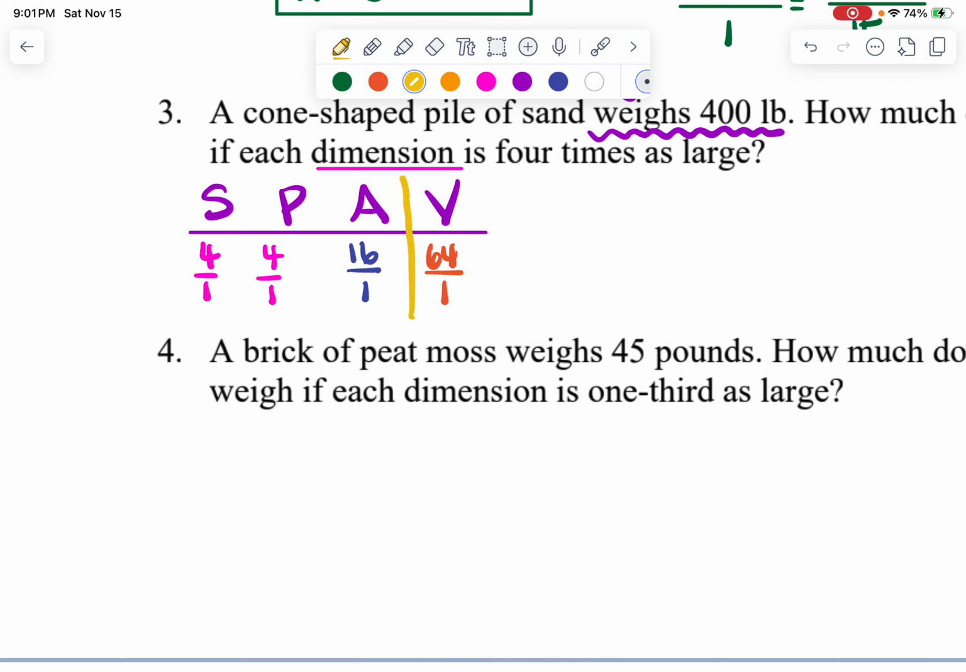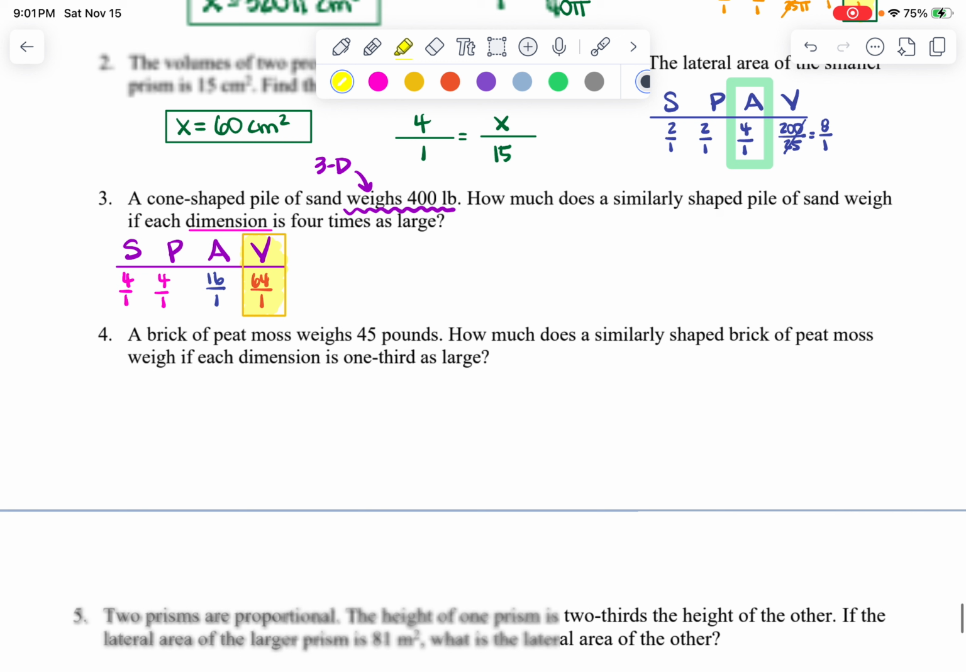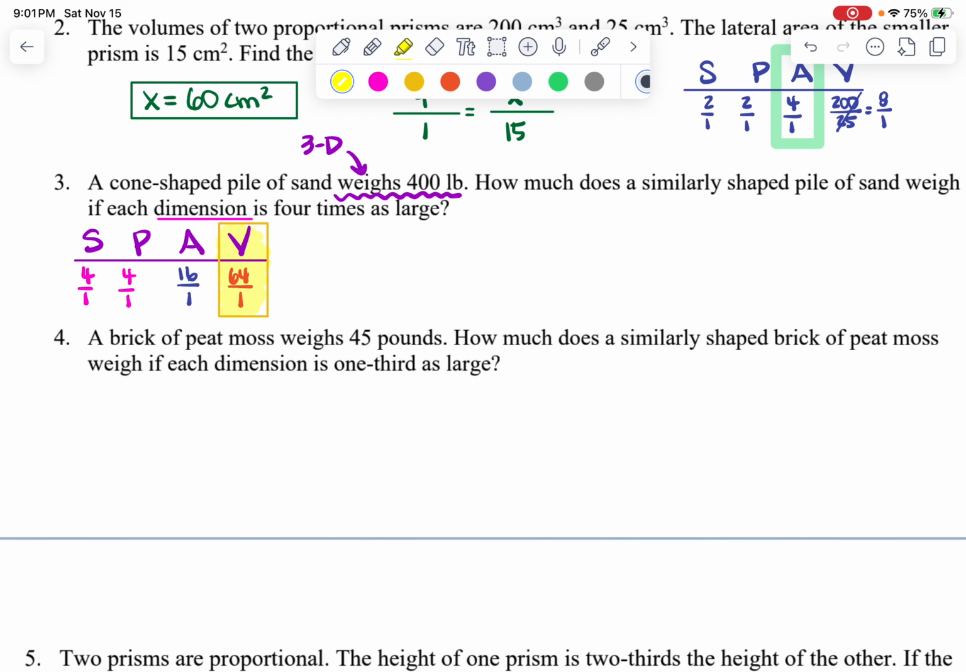And since we're talking about weight, I'm going to be using the volume ratio, which means, and again, you don't have to set up a proportion, but this means that our new pile of sand is 64 times bigger in volume, which means it's 64 times bigger in weight as well. All right, so I'm going to go ahead and set up a proportion. Again, you don't have to. So I'm going to make sure I use that 64 to 1.